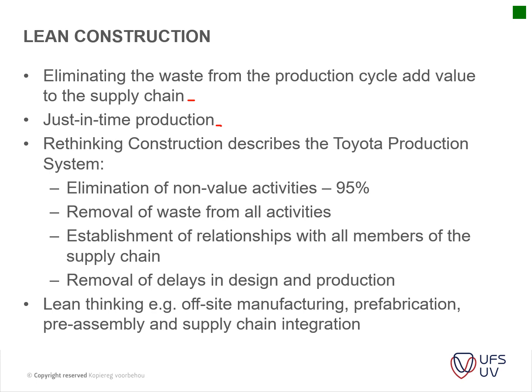Okay, so Rethinking Construction describes the Toyota production system. The main focus of this is that they could eliminate non-value activities like moving material from one side of the site to the other, cleaning it, and keeping it nice and clean, and they could save about 90% of all of these activities. Then removal of waste from all activities, establishment of relationships with the members of the supply chain was key to making this a success. Removal of delays in design and production.